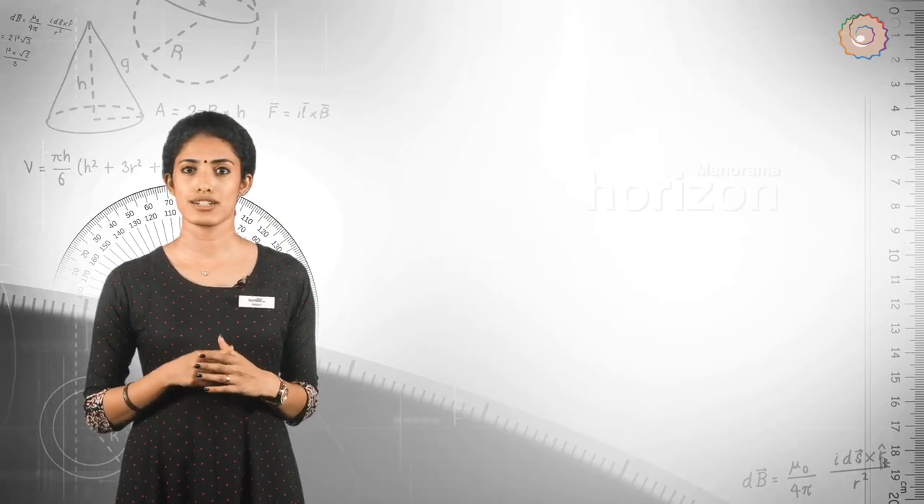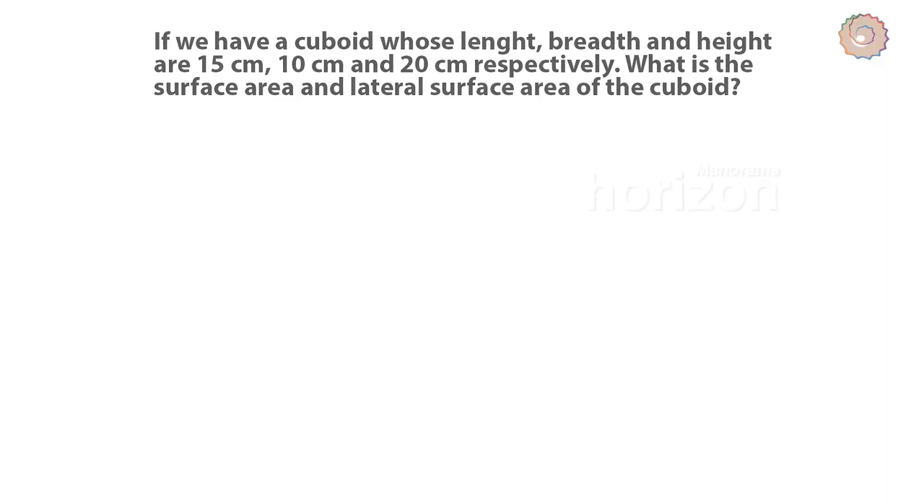Now, let us consider a problem. If we have a cuboid whose length, breadth and height are 15 centimeters, 10 centimeters and 20 centimeters respectively, what is the surface area and lateral surface area of the cuboid? Let us find the solution for the same. From the question, we identified that length, breadth and height are given by 15, 10 and 20 centimeters respectively.